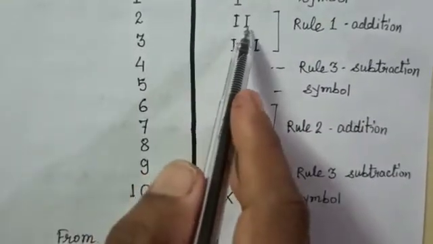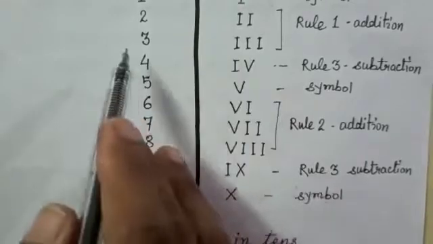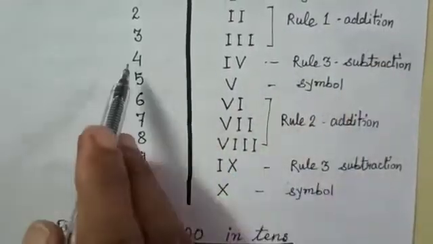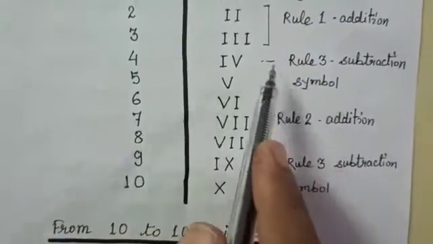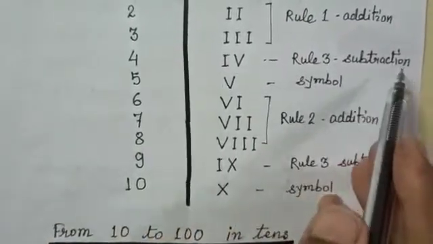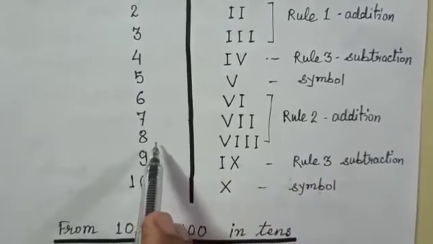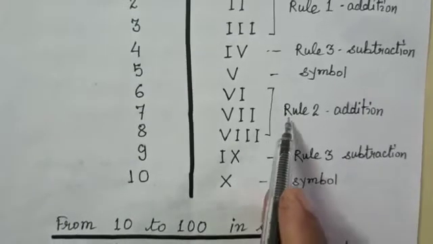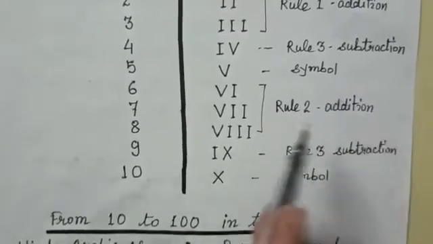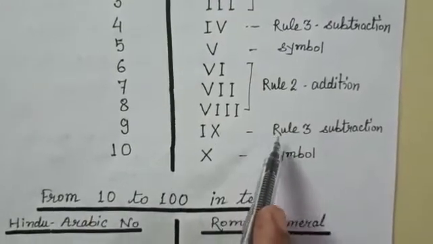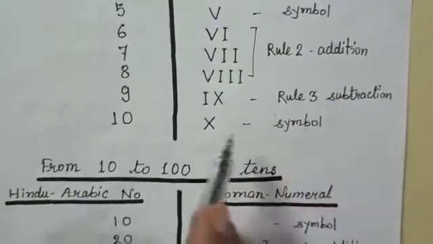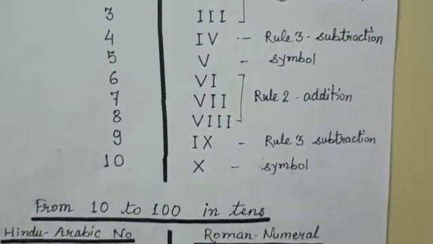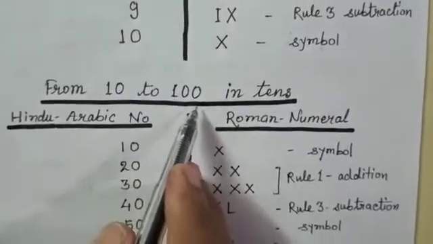Now this 2 times I means 2 and 3 times I means 3. This is based on rule number 1, addition rule. Now this 4 is IV, that is based on rule number 3, subtraction rule. And 6, 7 and 8, that is VI, VII and V with 3 times I, based on rule number 2, addition rule. Again 9 is IX, based on rule number 3, subtraction rule. And X is a symbol. The same thing you can see if you go through Roman numbers from 10 to 100.